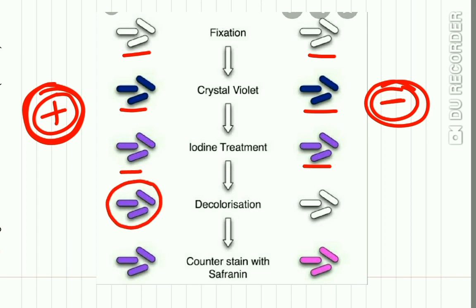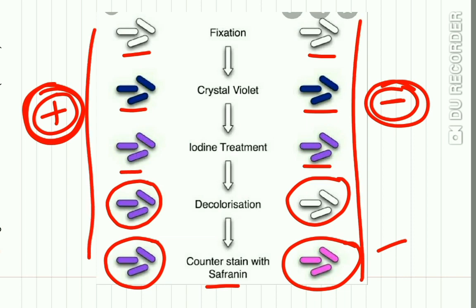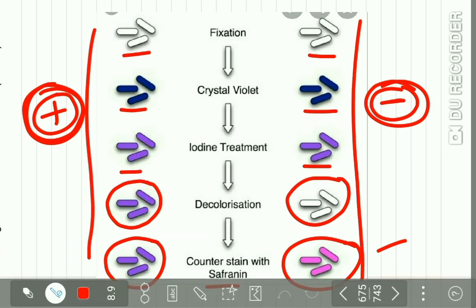gram positive organisms resist decolorization, while gram negative organisms undergo decolorization. Upon staining with safranin, or counter staining, the counter stain is not taken up by gram positive organisms, while the gram negative organisms take up the safranin, or the counter stain, and appear red or pink. So this is the basic science behind the gram staining.